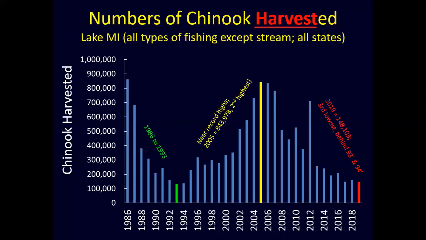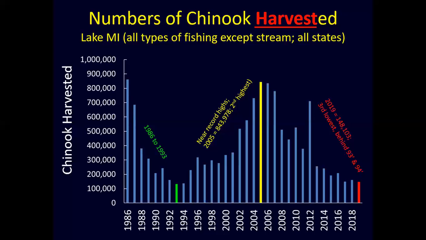And then since, with the exception of 2012, which was a very high harvest year, harvest in Lake Michigan of Chinook salmon has generally been decreasing. In 2019, just over 148,000 Chinook salmon were harvested. So there's a lot of factors that impact harvest in a big lake like Lake Michigan.